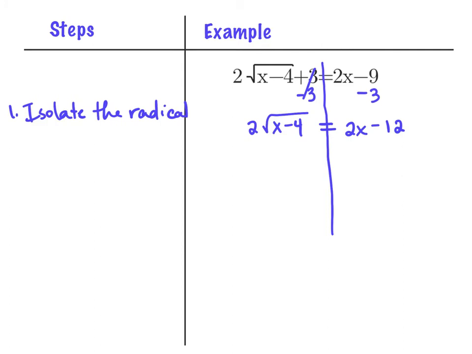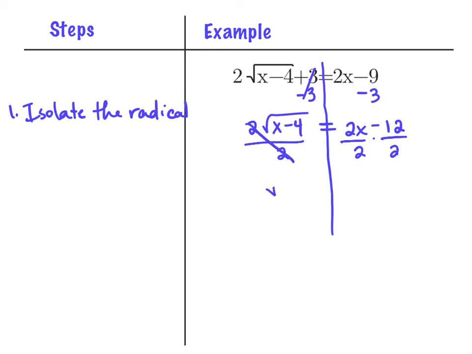The next step in that isolating process, I need to get rid of that 2. So I'm going to divide both sides by 2. Remember, when you divide by 2, you're dividing everything by 2. When you're adding or subtracting, you just do it once to each side. But when you're multiplying or dividing, it's to everything.